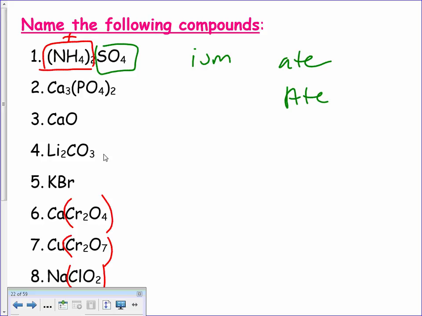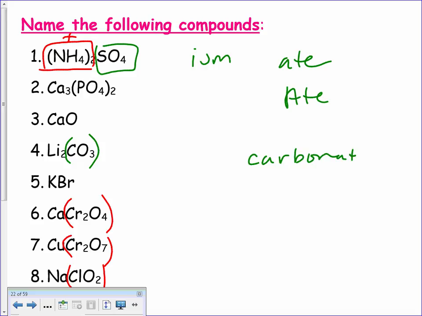especially something like number 4 down here. Number 4, you see lithium, then you see carbon, and then you see oxygen. But you should not see carbon and oxygen as two separate entities. You should see it as a polyatomic ion called what? Carbonate. Okay, don't call it carbon oxygen, it's carbonate. Right, so that's lithium carbonate.